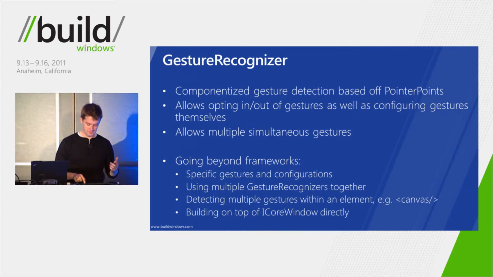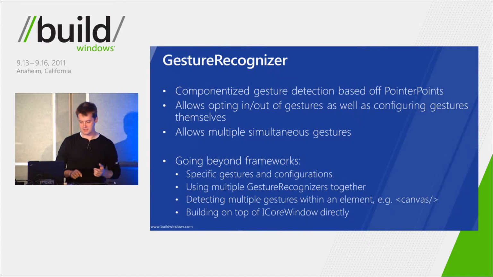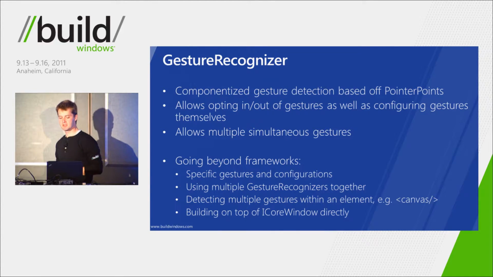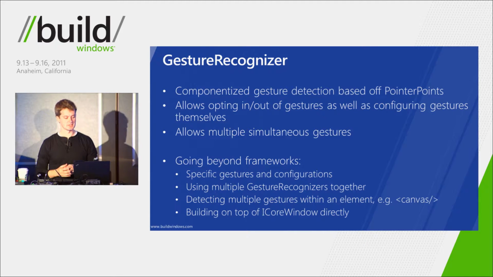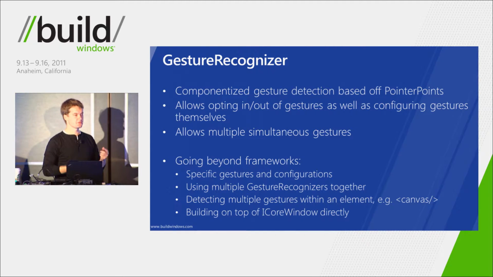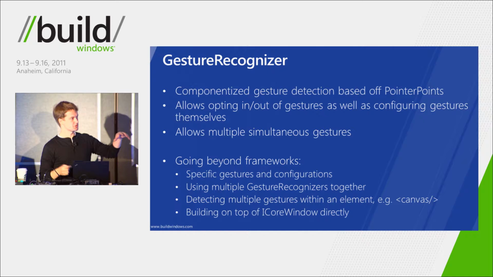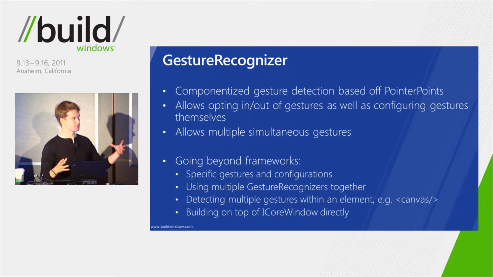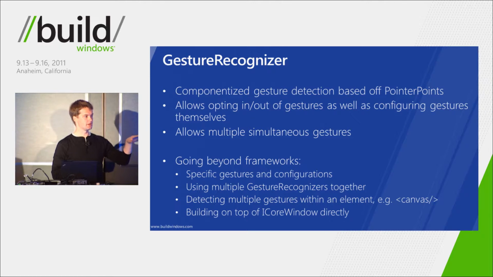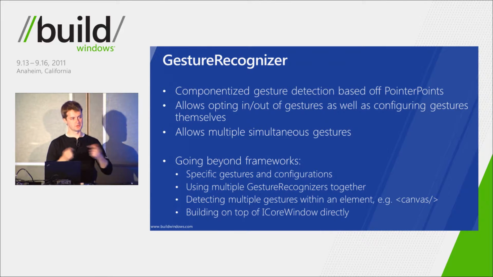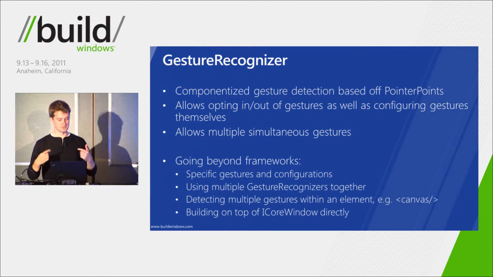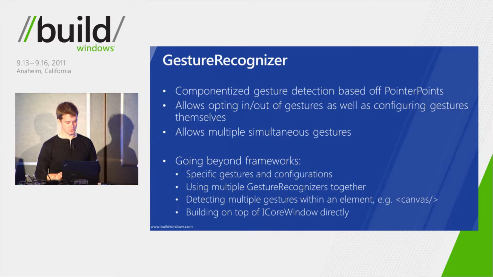We talked about using multiple gestures within a canvas. If that was something you wanted to do, Gesture Recognizer is your friend there. And then finally, if you're building on top of Core Window, again, Core Window is the lowest level windowing primitive in the runtime. You're going to use other runtime APIs, and there are no gesture events directly on Core Window. So you would use Gesture Recognizer there if you want gestures on top of Core Window.